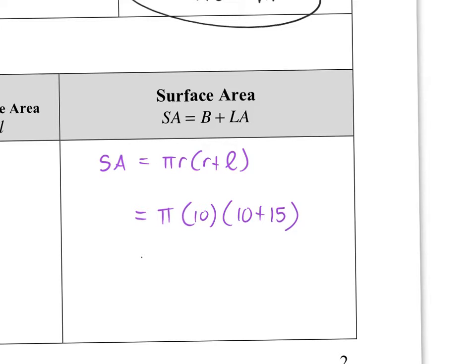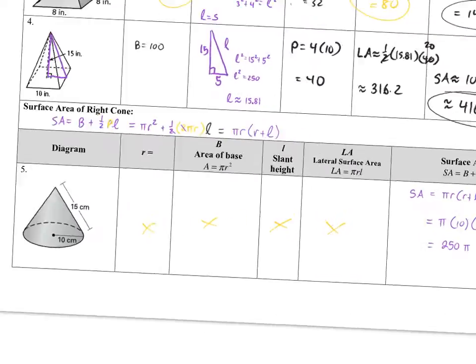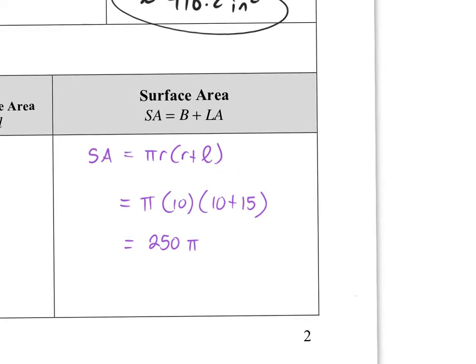So much faster. So I do like cones. They taste better than pyramids, and they're faster to use. So here is 25 times 10 is 250. So my exact answer is 250 pi, and my units being centimeters squared. And my approximate value, 785.4 centimeters squared.